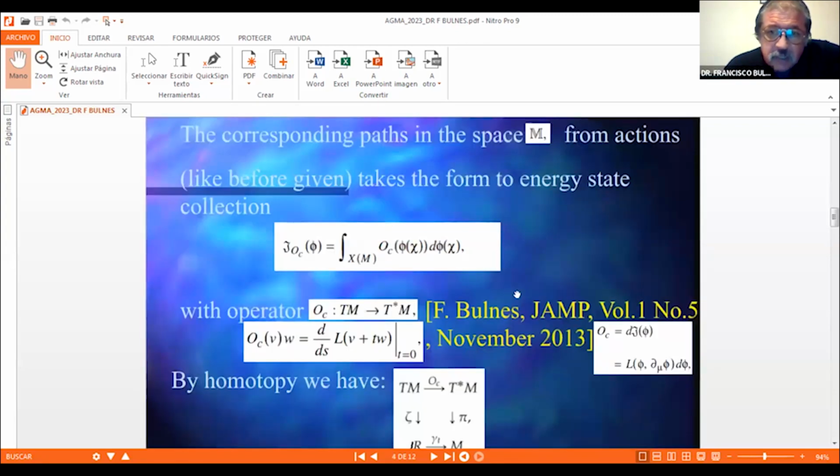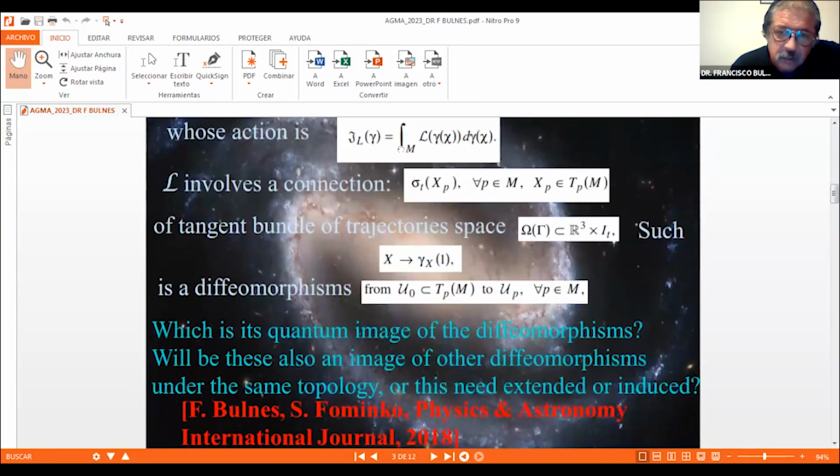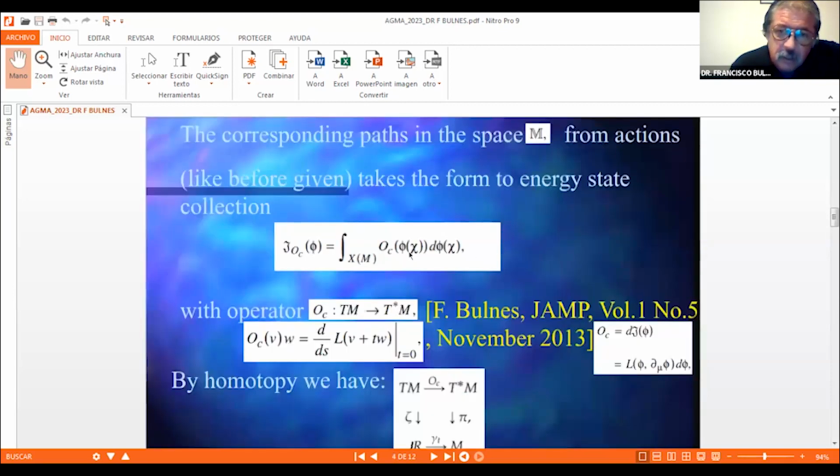The corresponding paths in the space M, the space-time, including the microscopic structure, and this space-time is modeled by the complex Riemannian manifold, including even singularities, where singularities are particles. These particles deform the space-time, and from actions similar to the first action given by this. Now, in the context of the energy states, these states are points of the Hamiltonian manifold.